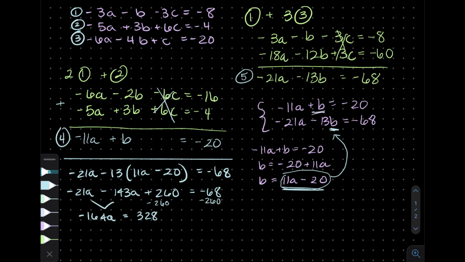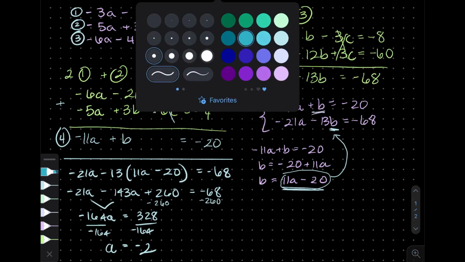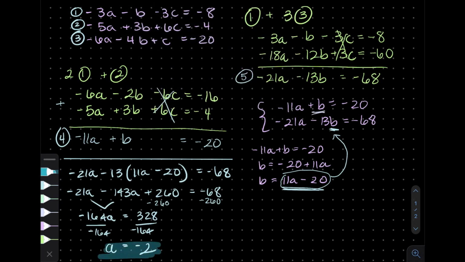Then we'll divide both sides by 164. 328 divided by negative 164 is 2. Negative 2, sorry. And now we have a. We have that a is negative 2. So I'm going to say, hello, here a is negative 2.